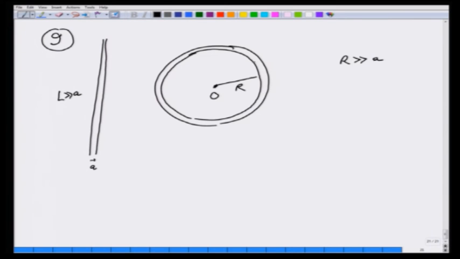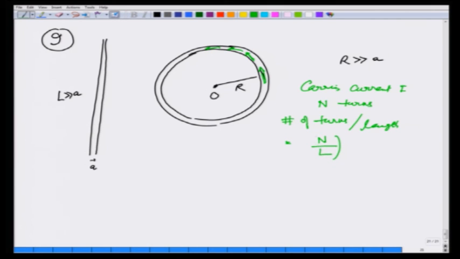and the magnetic field in it is in the phi direction. So, this has a magnetic field going in the phi direction. The solenoid carries a current I and has n turns, so that the number of turns per unit length is n over L.